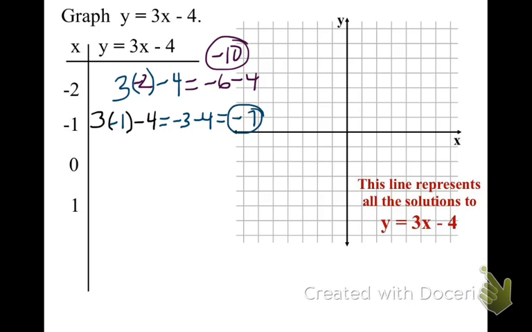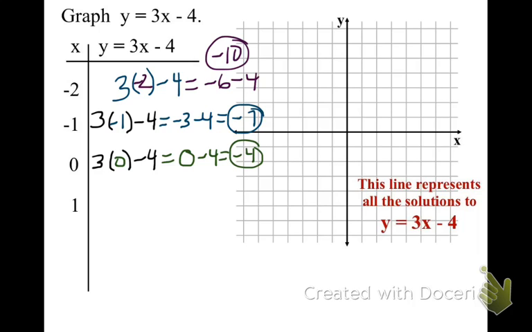We got to do it 2 more times. So I have 3 times x minus 4. What's my new x value? In this case, it's going to be 0. So I plug in 0, and this one's a little bit easier. With 3 times 0, 0. 0 minus 4 gives me -4. So I have my other value of y.